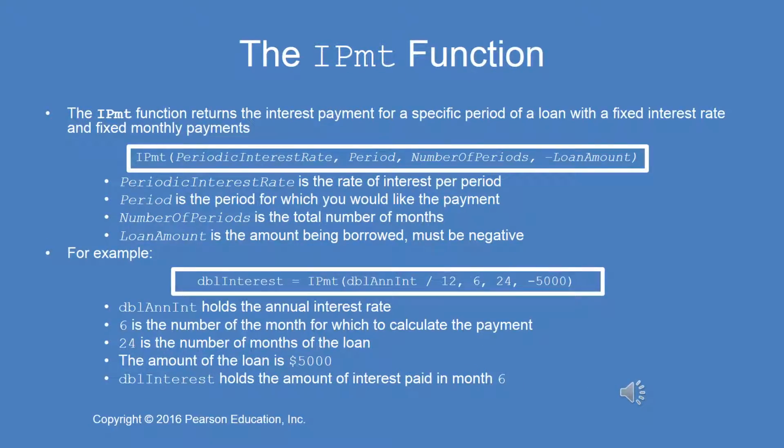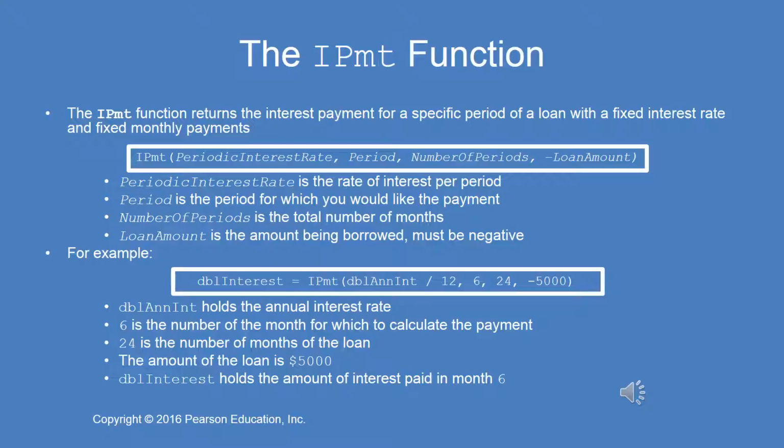The IPMT, or interest payment function, returns the interest payment for a specific period in a loan with fixed interest and fixed monthly payments. There's the syntax IPMT. First argument passed is the periodic interest rate. It's the rate of interest per period. The second is the period for which you'd like the payment, and number of periods is the total number of months, and loan payment is the amount being borrowed. And once again, that's a negative number.